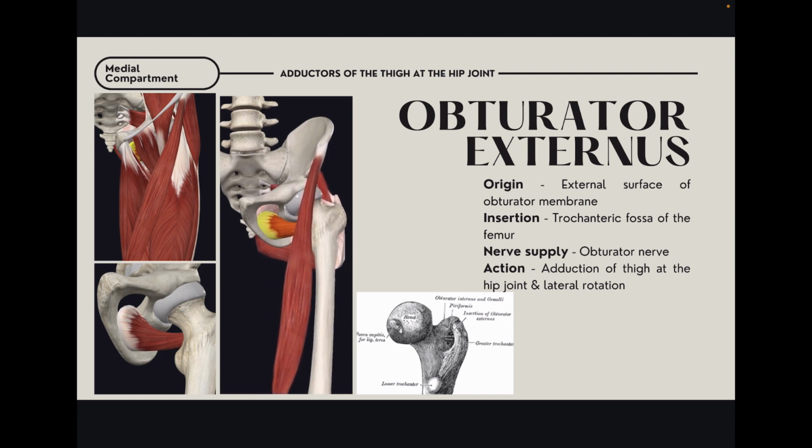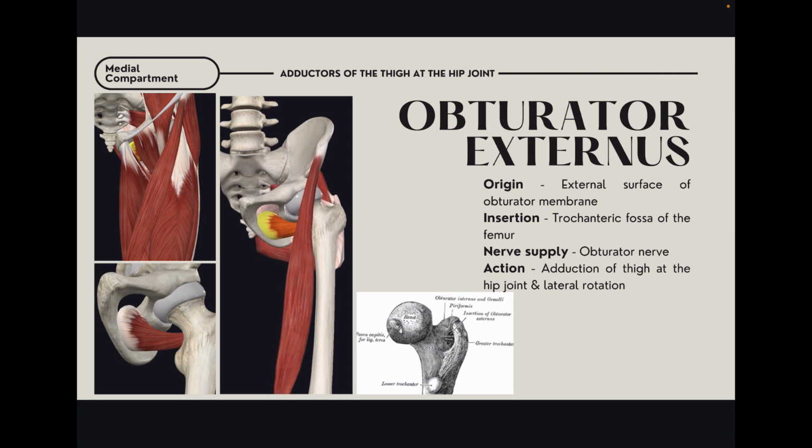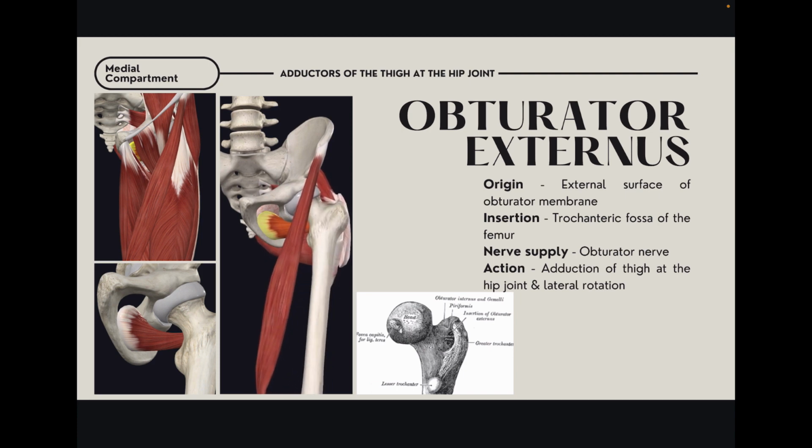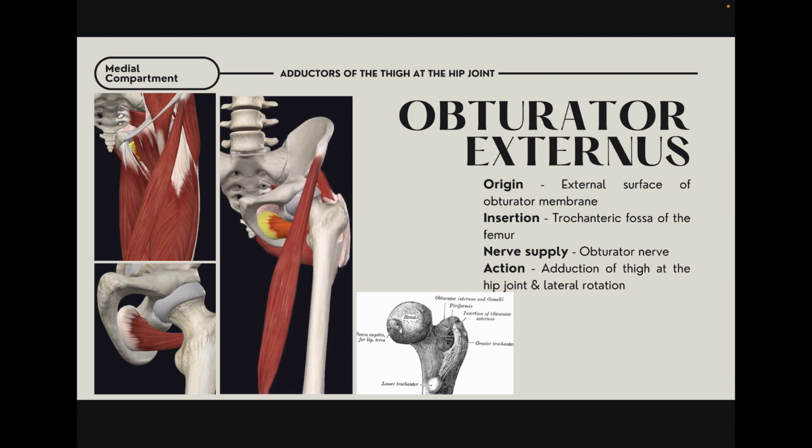But obturator externus is medial compartment, but it does adduction. Obturator internus will do abduction. It's coming from the external surface and going into the trochanteric fossa, which is on the posterior aspect of the femur. We have the intertrochanteric crest, and then we also have the trochanteric fossa. So it will insert into the trochanteric fossa of the femur.